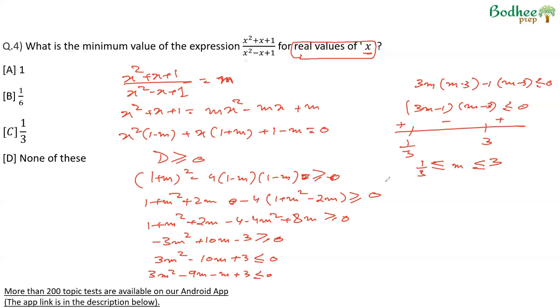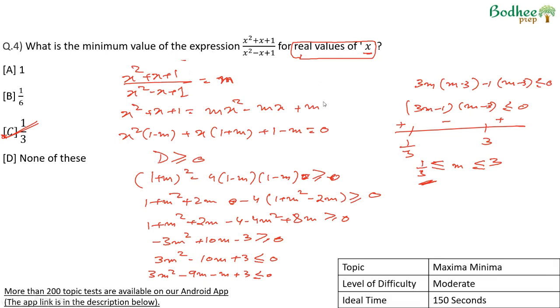What is the minimum value of the expression? Minimum value of the expression is 1 by 3. Option C becomes the answer. This is a standard procedure in a question like this. It will always work. The attempt time might go up to 2.5 odd minutes, but at least the answer is sure. And therefore, I'm saying moderate, about 2.5 minutes to solve.